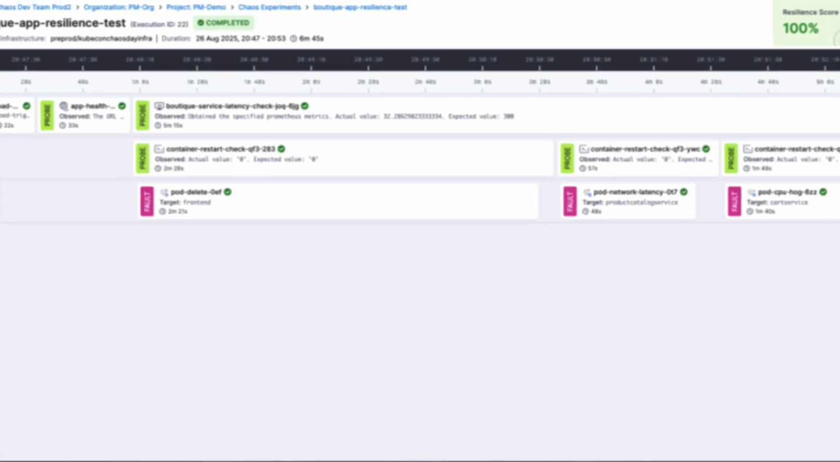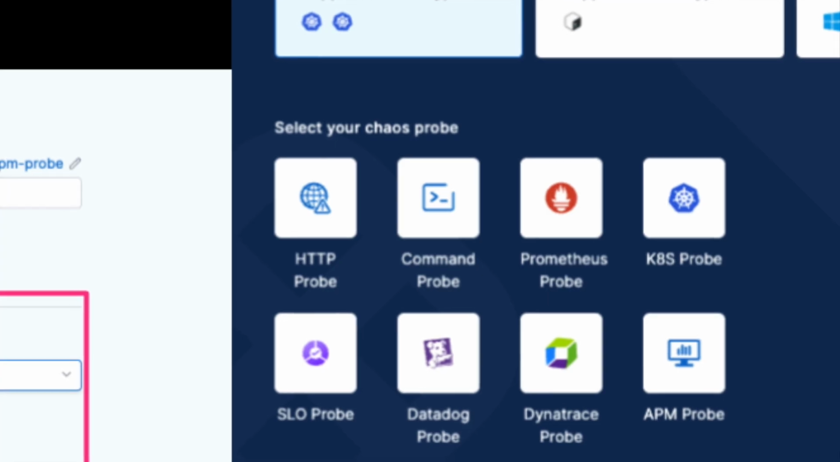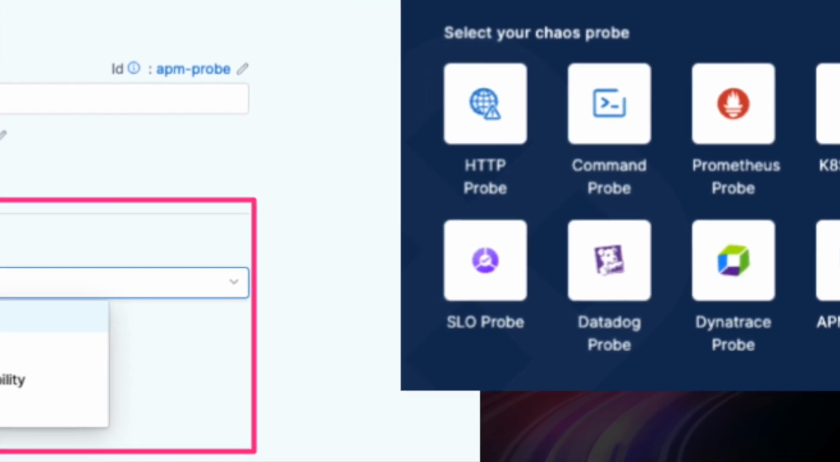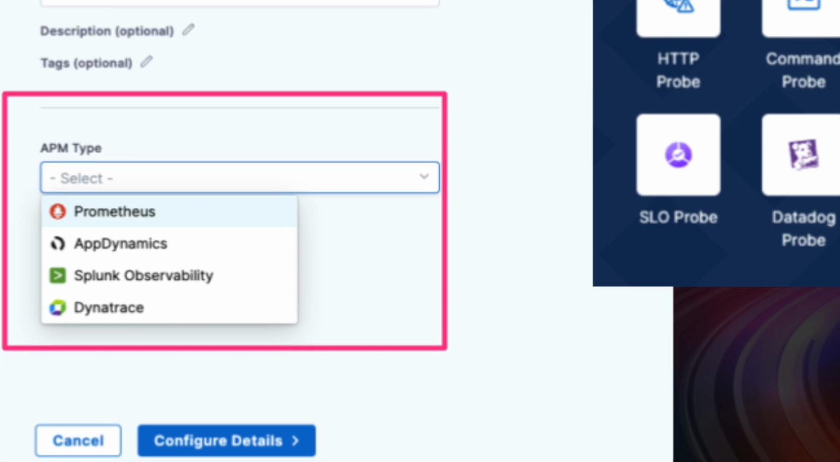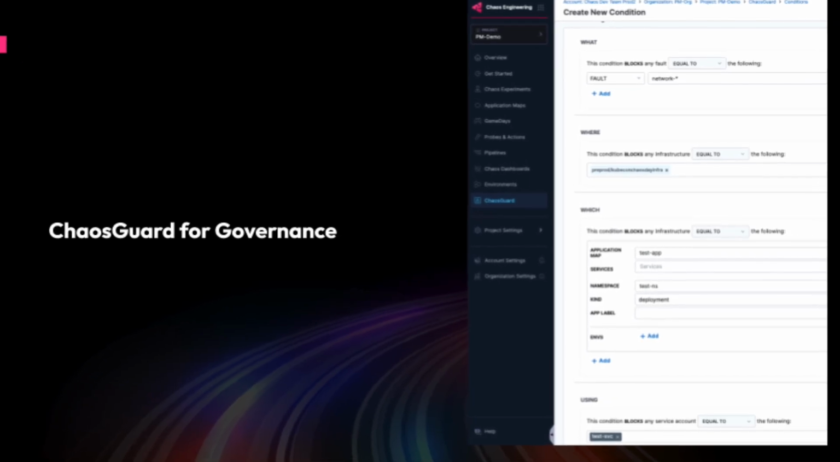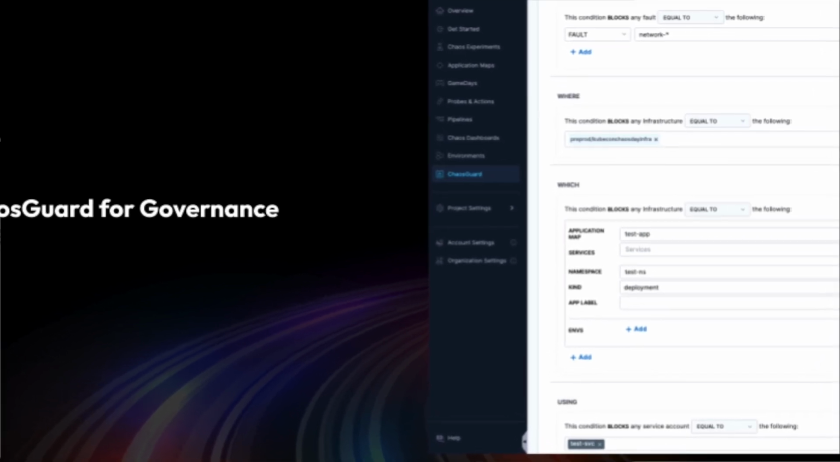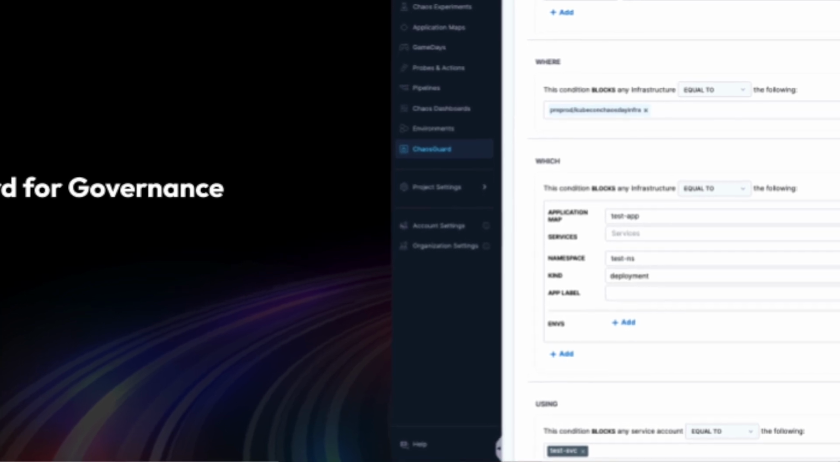It provides resilience probes to automate the measurement of resilience scores using integrations with various target systems such as Kubernetes, Prometheus, Dynatrace, Datadog, New Relic, Splunk, and other cloud providers' monitoring services. It offers ChaosGuard for governance around chaos experiment orchestration. You can control who can do what type of chaos experiments on what systems during which time periods.